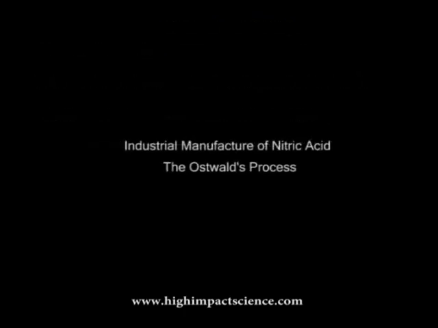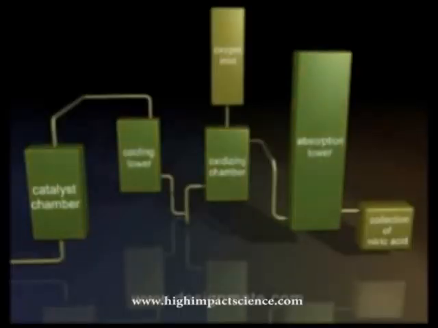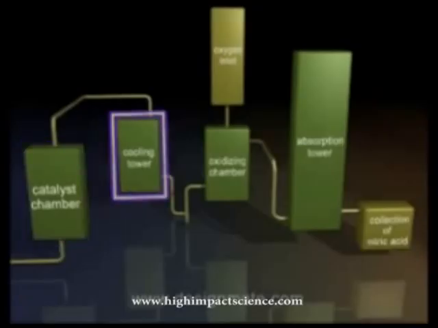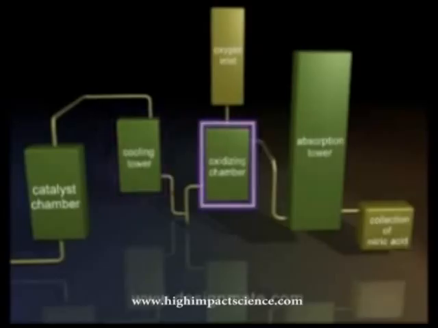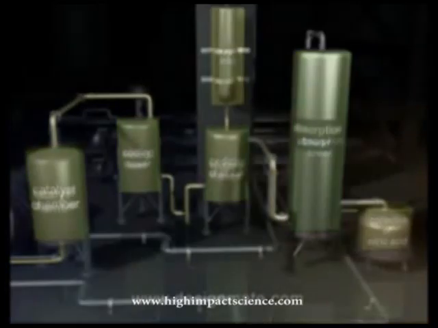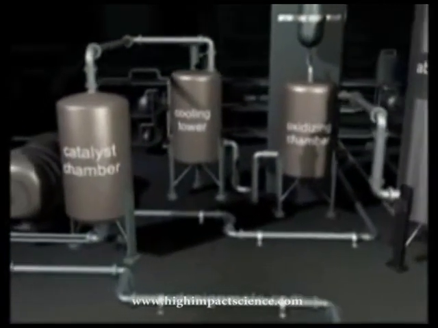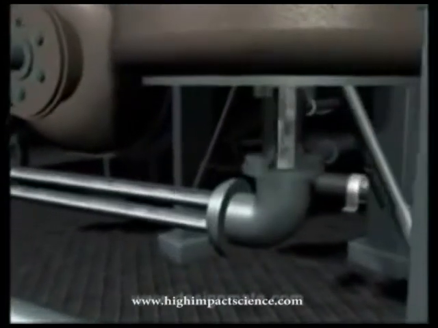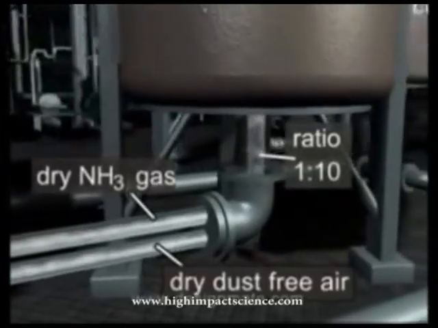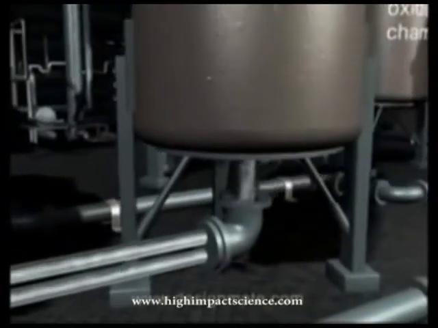On a large scale, nitric acid is manufactured by the catalytic oxidation of ammonia in the Ostwald process. Here we have 4 chambers, namely catalyst chamber, cooling tower, oxidizing chamber, and the absorption tower. A mixture of pure dry ammonia gas and dry dust-free air in the ratio of 1 to 10 is fed into the catalyst chamber.